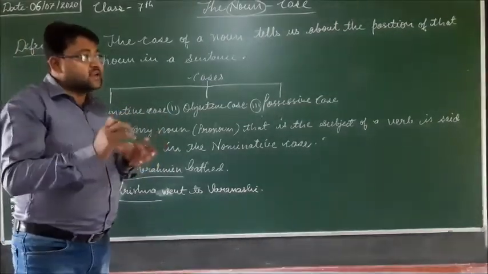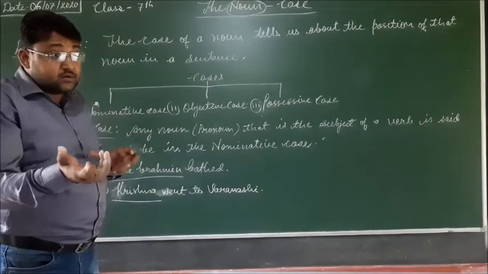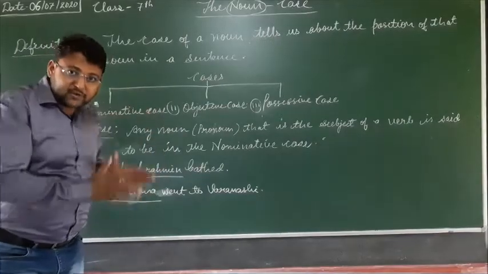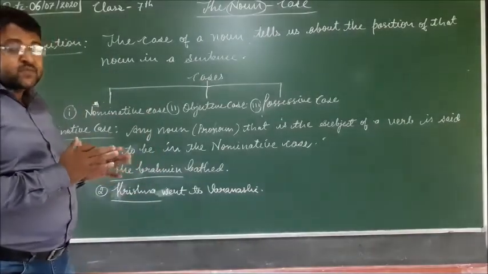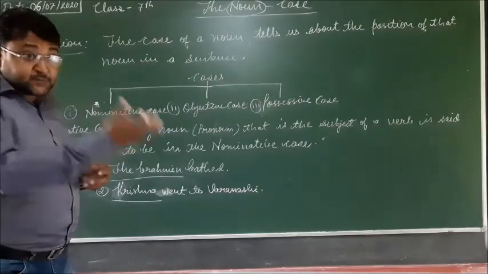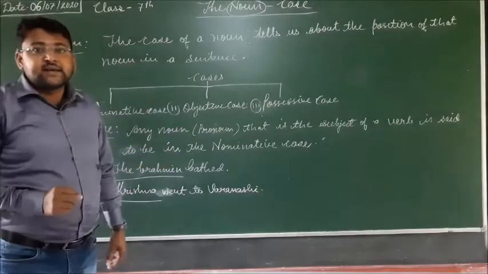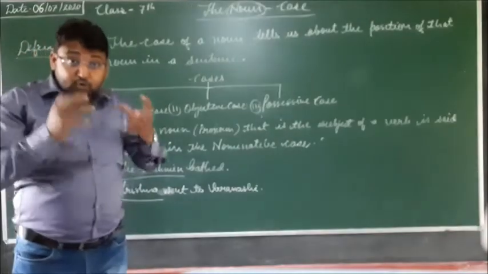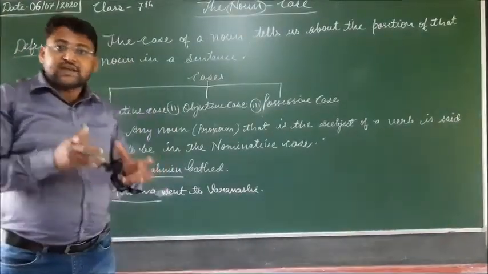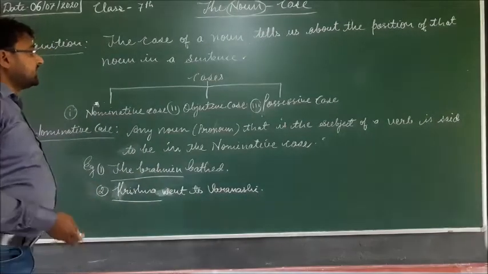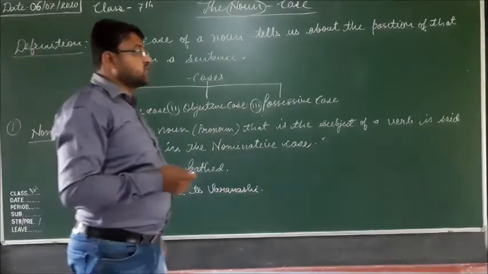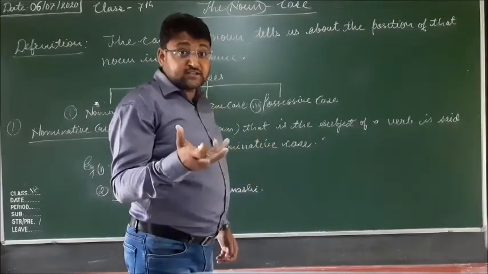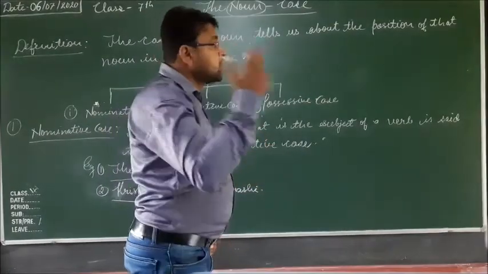If in a sentence the position of noun is before a verb, that is the nominative case or subjective case. If it is placed as the object of the sentence, that is the objective case, and if it shows possession, that is the possessive case. With one example you can understand where is the nominative case and where is the objective case.